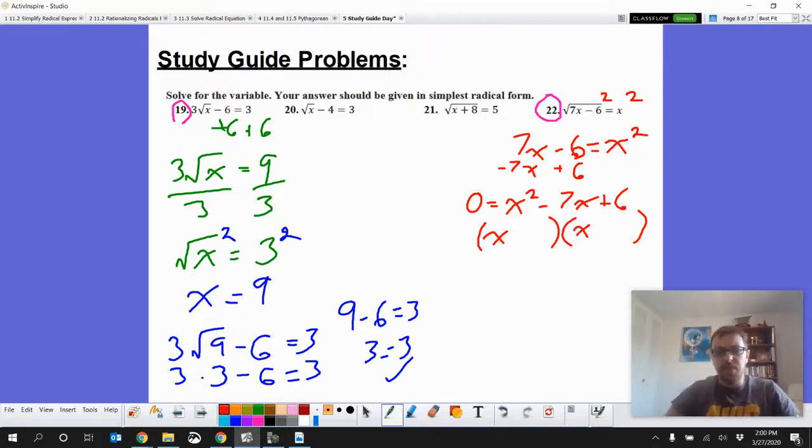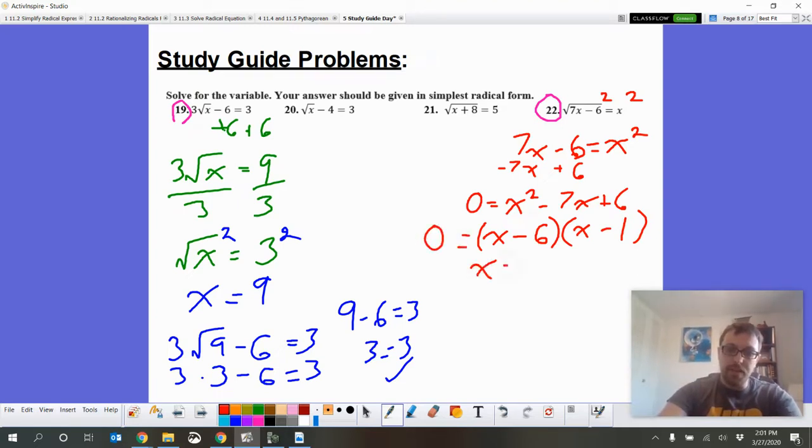So I need something that multiplies to be 6 and adds to be 7. So I can do 6 times 1, which will get me 7. And I want them to turn out to be negative 7, so they should both be negative. All right, this equals 0.